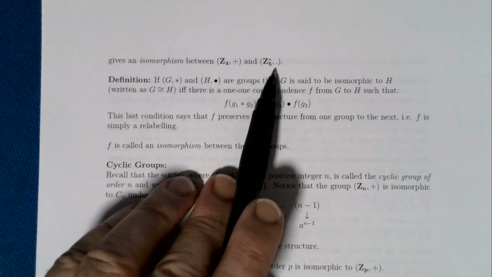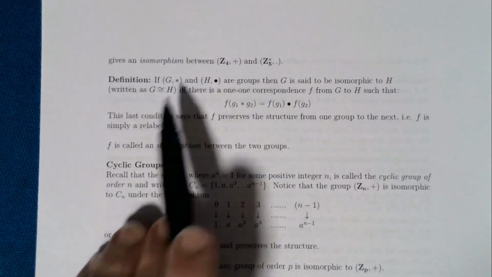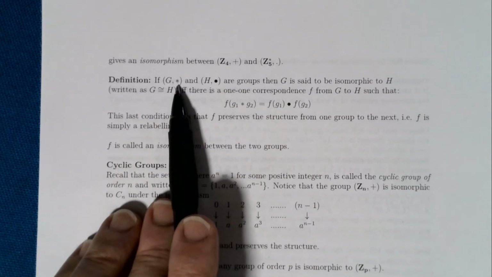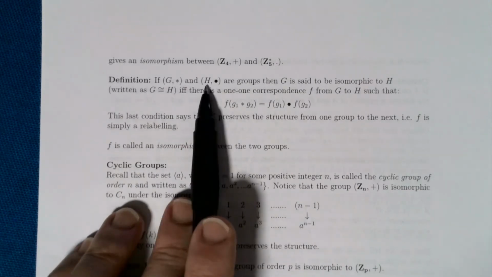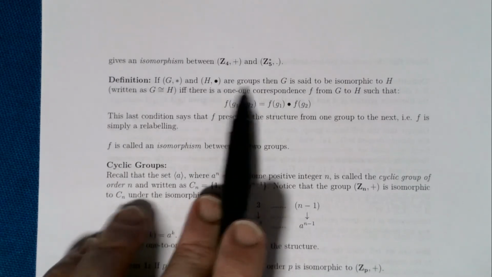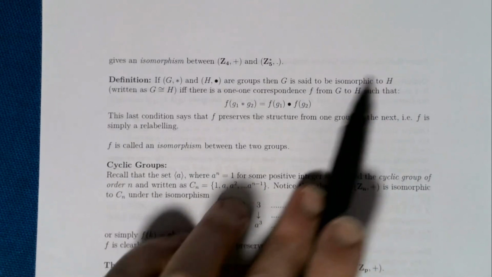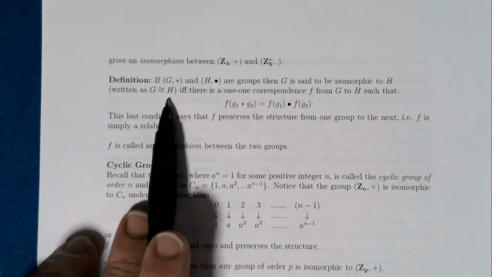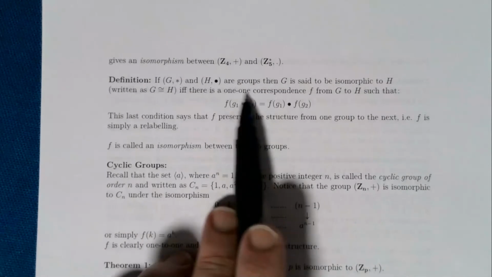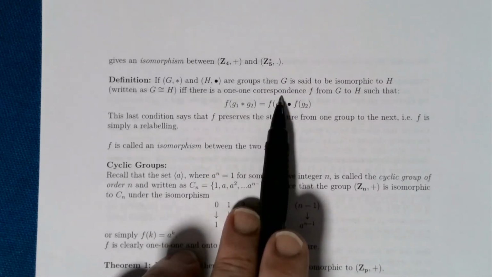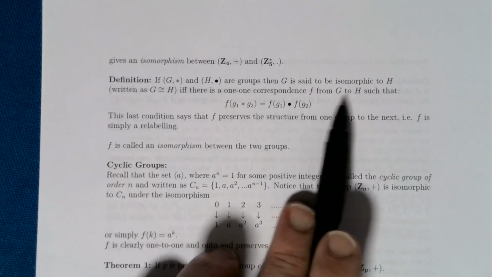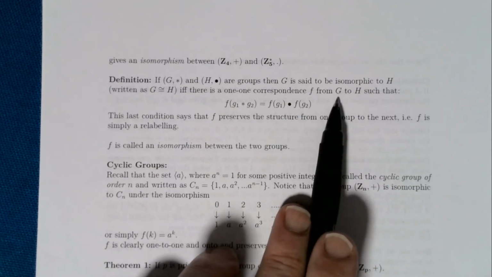So we feel a definition coming on. I take two groups, G under some operation star, and a group H under some operation called dot here. If these are groups, then G is said to be isomorphic to H, and we write G with this symbol is isomorphic to H, if and only if there's a one-to-one correspondence, that is a bijection, F between G and H, such that the structure is preserved.